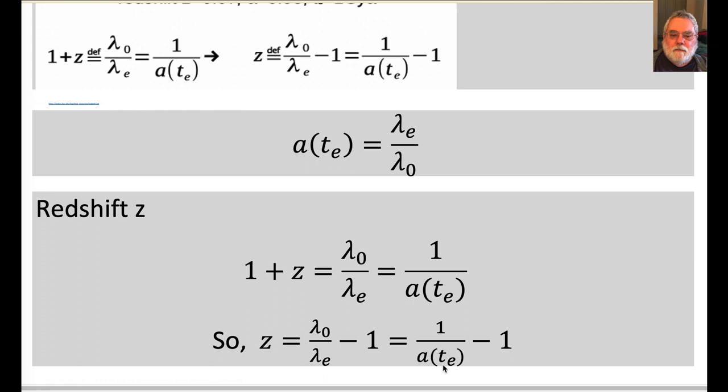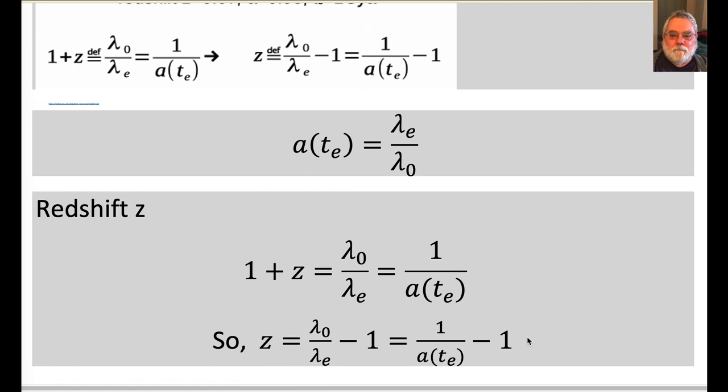Let's do some examples. If we emit light in the lab and then detect it in the lab, the scale factor now is 1, so the redshift is 1 over 1 minus 1, which is 0. Light emitted when the scale factor was 1/2, about 8 billion years ago, has redshift 1 over 1/2, which is 2, minus 1 equals 1. Z equals 1.